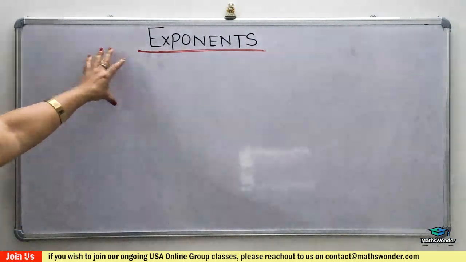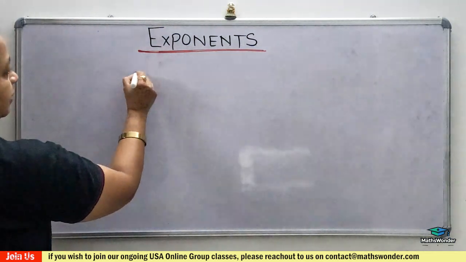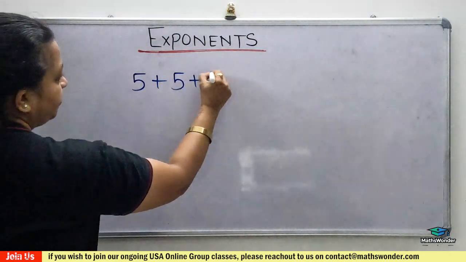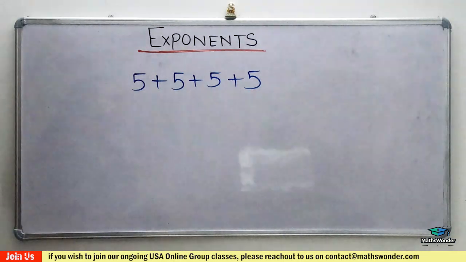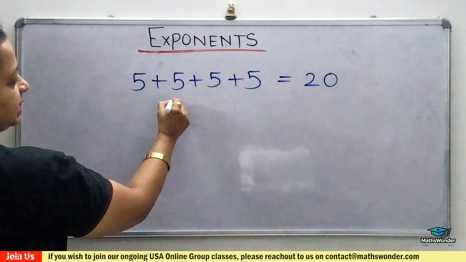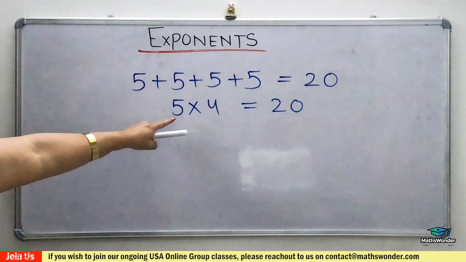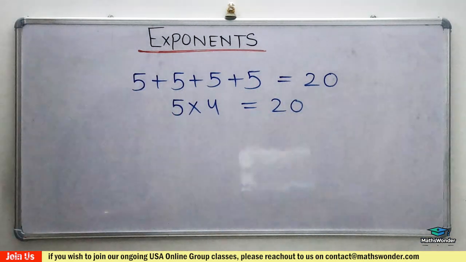So today's topic is exponents, okay? What is an exponent? You already know that repeated addition can be expressed in a shorter form using multiplication, right? For example, 5 + 5 + 5 + 5. There are four 5s. If you add it normally, you will get 20. And if you multiply 5 by 4, you will also get 20.